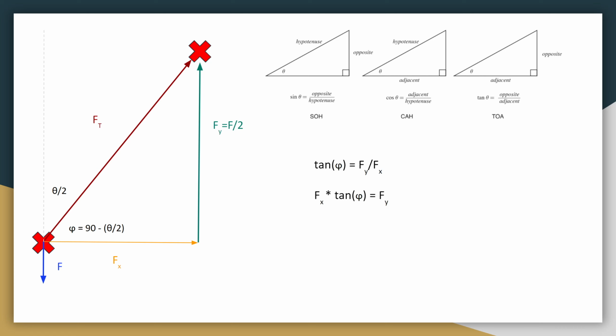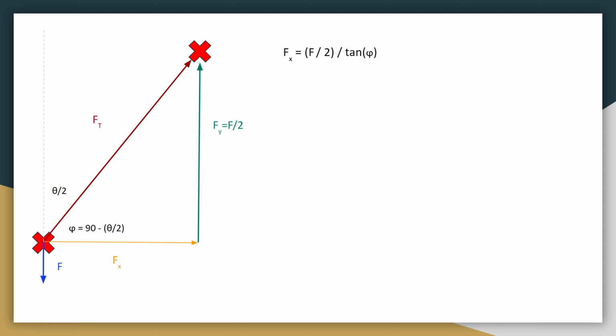So I'm going to multiply by f sub x on both sides, and I'm going to divide by tangent of phi. And I already know what f sub y is, so let me go ahead and plug that in. So I know that f sub x is equal to f over 2 divided by tangent of phi. Keep in mind, again, phi is 90 minus theta over 2. All right, so I have f sub x, and I want to get this back into theta now because I'm now going to go back to solving it in terms of theta.